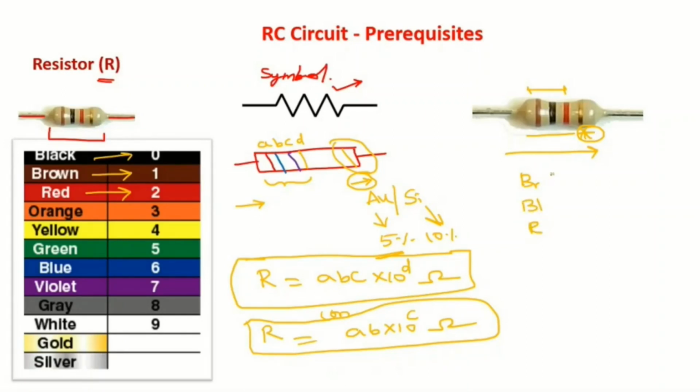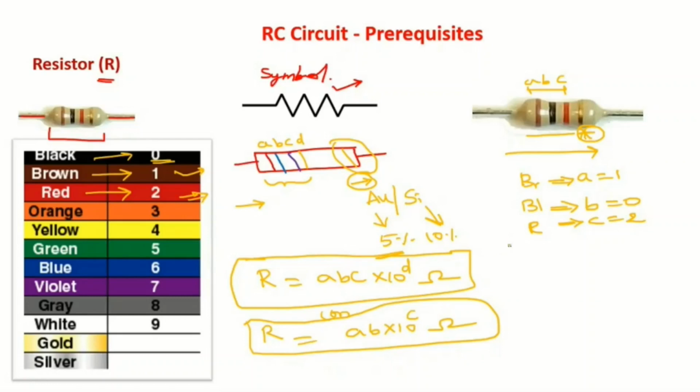And we know, for example, this is A, B and C. So what is the number assigned to the brown color from the table? That is 1. So A is equal to 1. Similarly, for the black color, that is 0, so B is equal to 0. And similarly, for the red color, the number assigned is 2, so C is equal to 2.